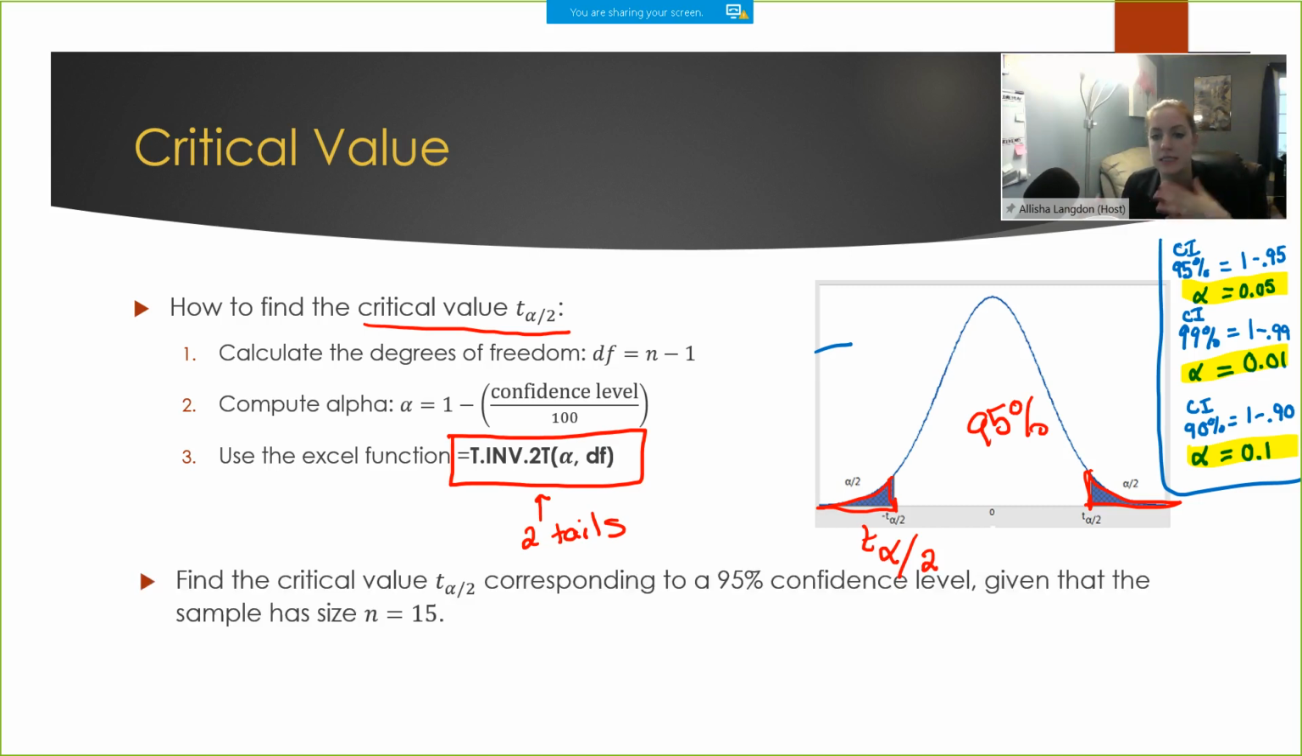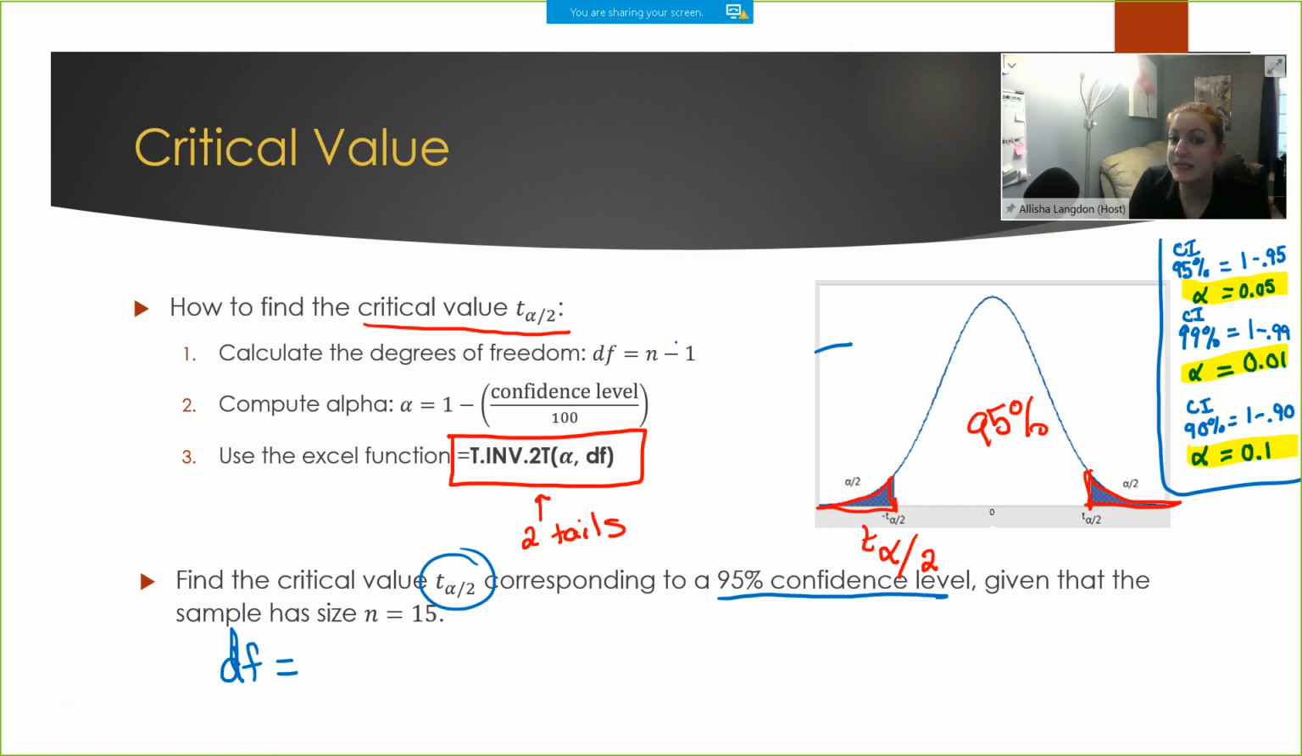So let's go ahead and practice that because we're trying to get used to it. It says find the critical value, T of alpha over 2, corresponding to a 95% confidence level, given that the sample size is n equals 15. So there's 15 people that you surveyed or 15 samples that you looked at. The first thing is we're trying to find that critical value, so let's calculate the degrees of freedom. Does anyone know what the degrees of freedom would be? Anyone want to take a stab at that?